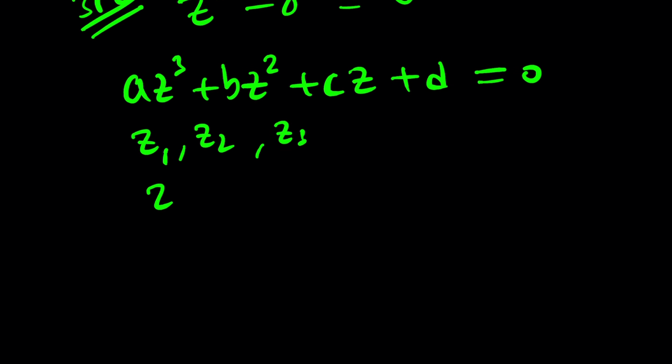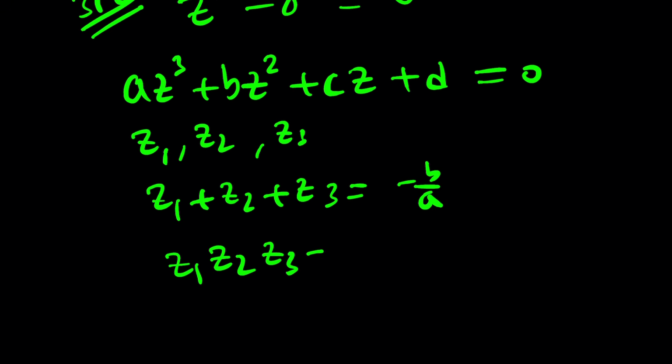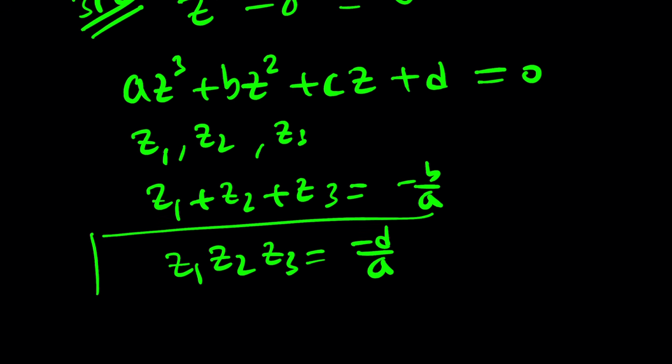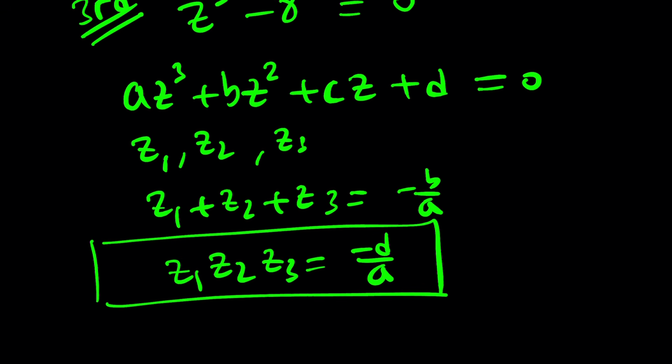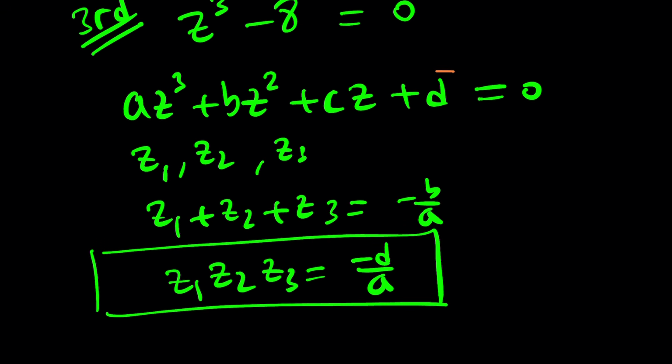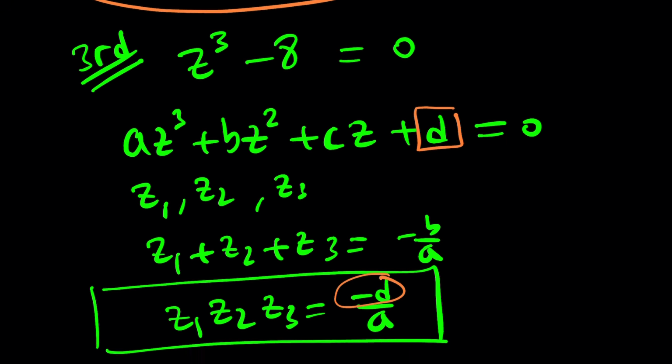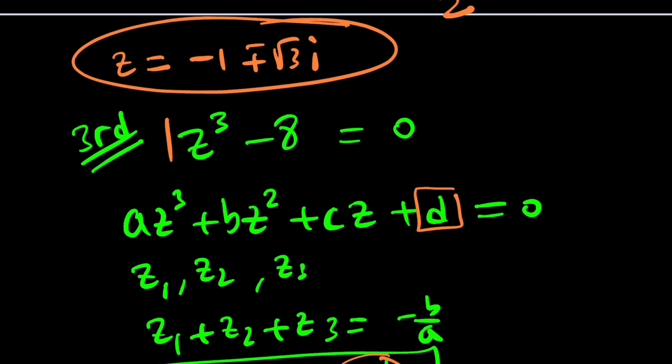Vieta said that the sum of the roots is negative b over a, and the product of the roots is negative d over a. Of course, there's a two-way product, which I'm not talking about, but this is what you are concerned with. You don't really care about the other things. So what is that supposed to mean? If you want to find the product of the roots in a cubic equation, all you have to do is take the constant term and negate it, and divide by the leading coefficient, which is a. But notice that in this case, the leading coefficient is 1, and our constant term d is negative 8.